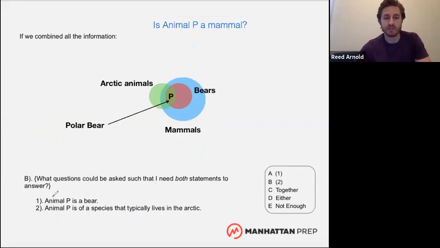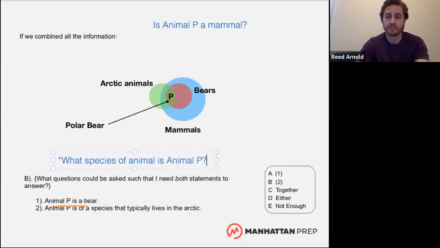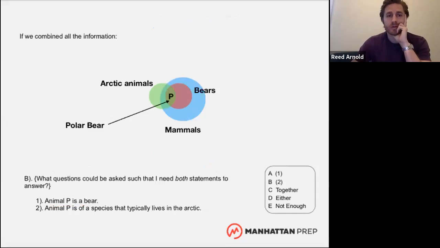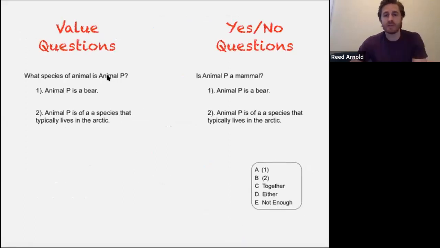When would I need both statements? Something to the effect of what species of animal is animal P. Okay, let's go through that logic here. What species of animal is animal P? Animal P is a bear. Animal P is of a species that lives in the Arctic.